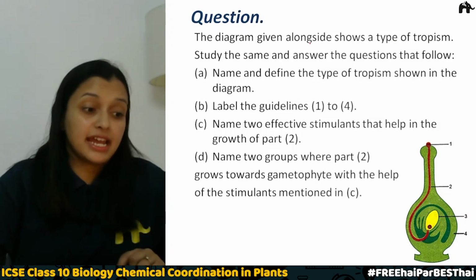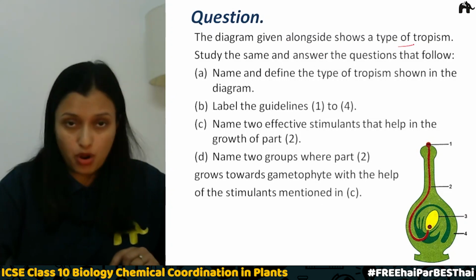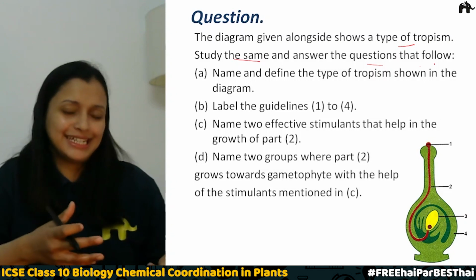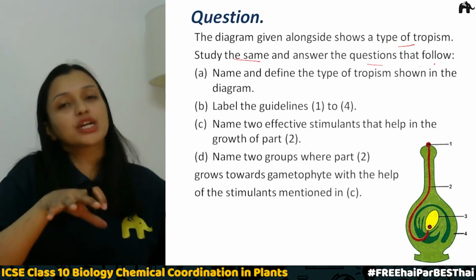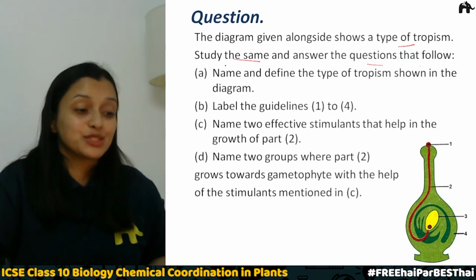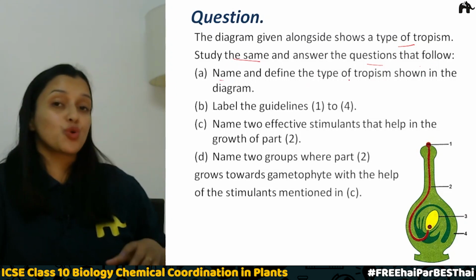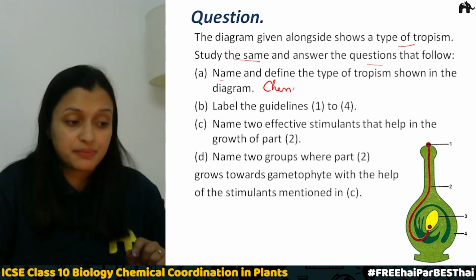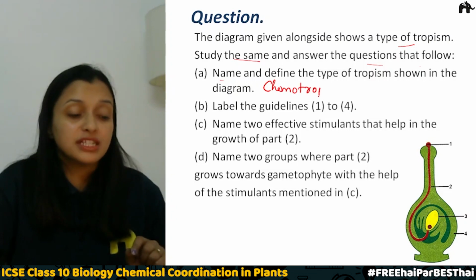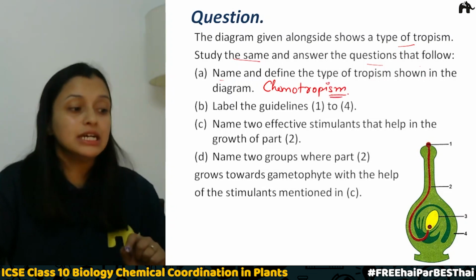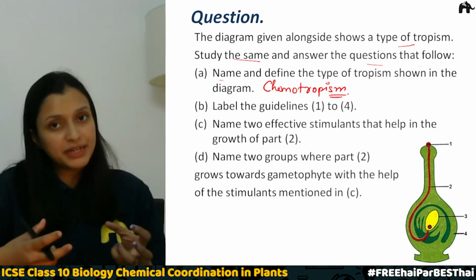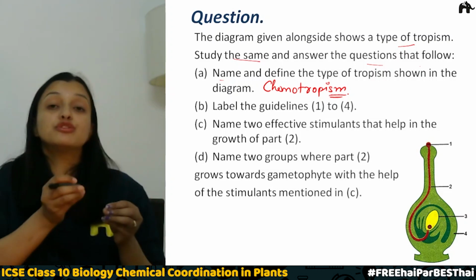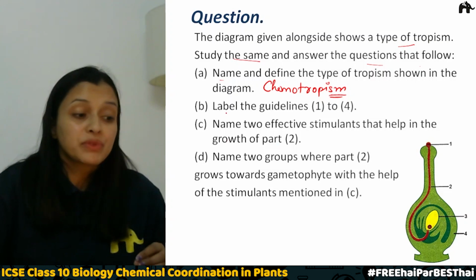Now the second question. The diagram given alongside shows a type of tropism. Study the same and answer the questions that follow. So name and define the type of tropism shown in the diagram. So this is chemotropism, right? It is defined as the movement of the plant parts, or the growth movement of a plant, in response to chemicals, right?